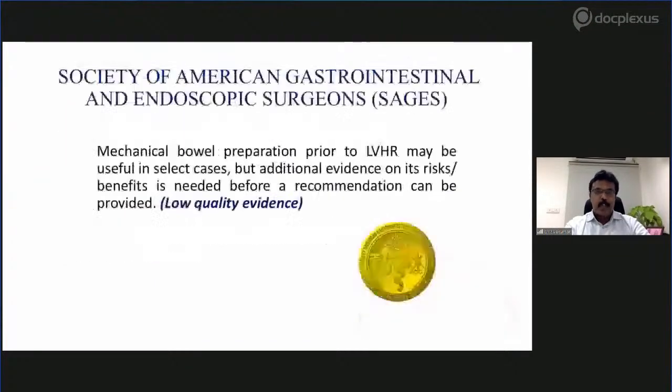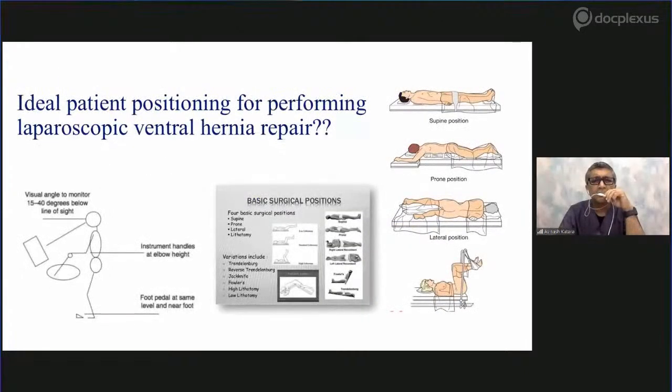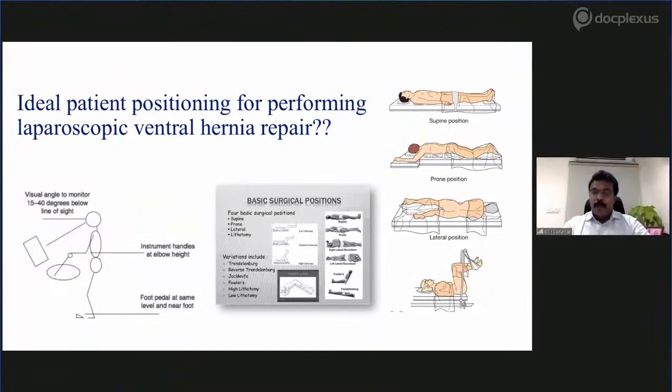If there is no other opinion, I think we can move with you. But like I say, mechanical bowel preparation prior to LVHR may be useful in selected cases, but additional evidence on its risk-benefit is needed before a recommendation can be provided. Okay. Now, Dr. Flavio.